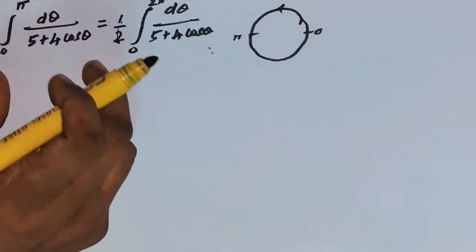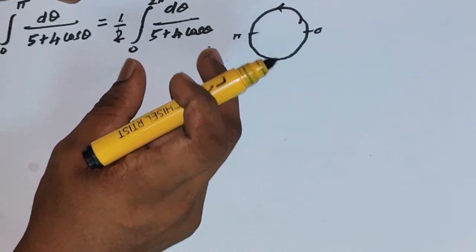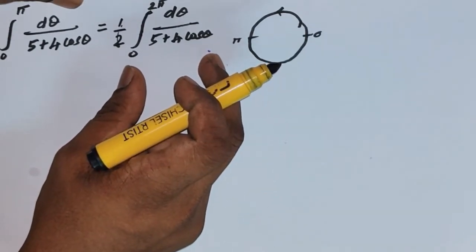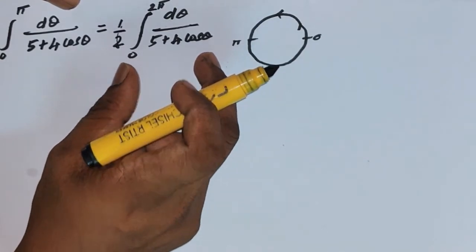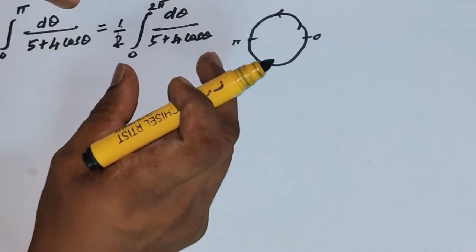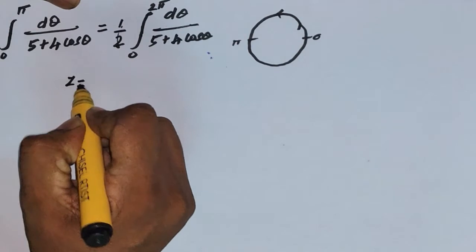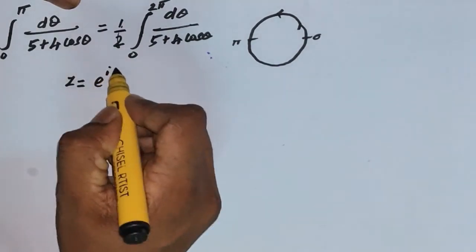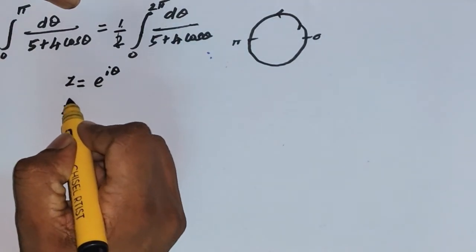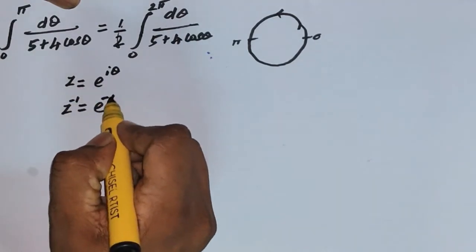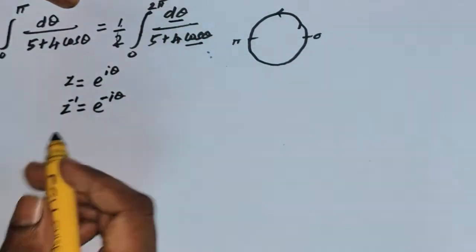For solving this integration, there are several methods available. Here we are going to use contour integration. That is the simplest method. There is no need to memorize any trigonometry; simple trigonometry is enough. In general, you can write any complex number z equal to e power i theta. So z inverse is e power minus i theta. So we are going to change cos theta as well as d theta.